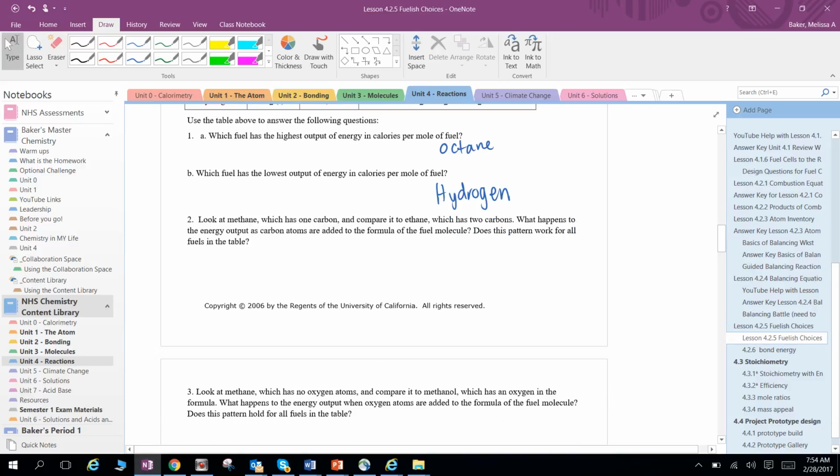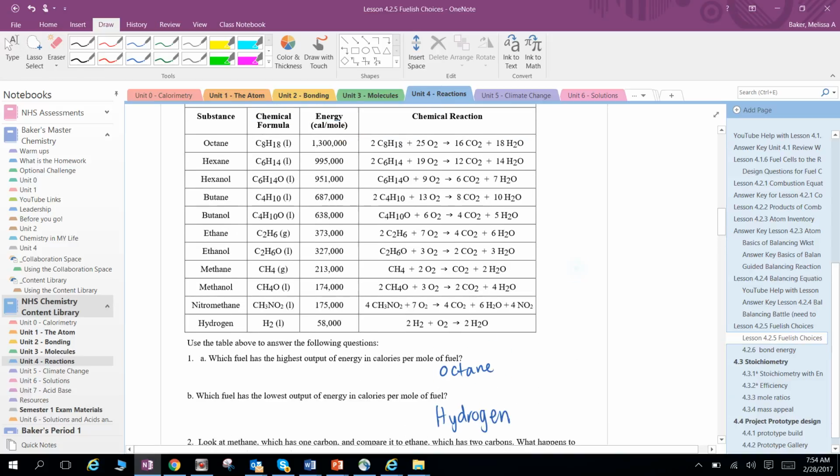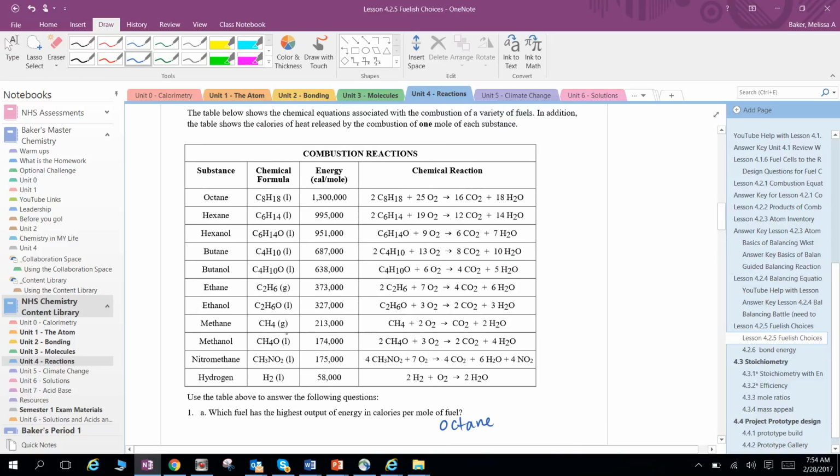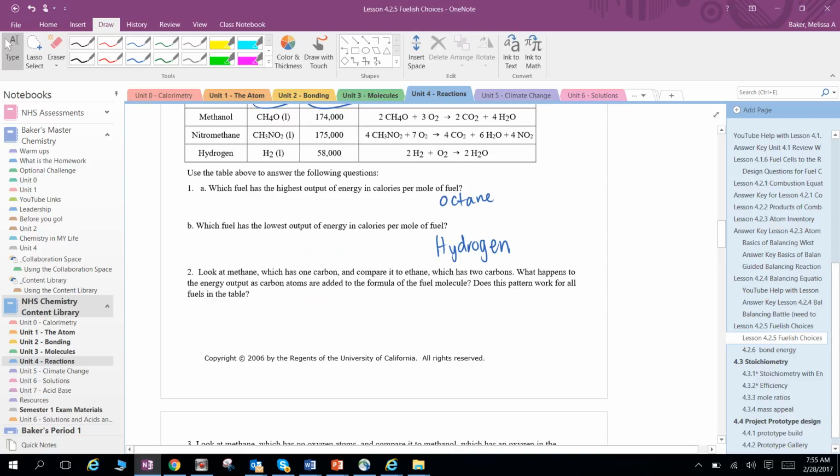Number 2 says, look at methane, which has 1 carbon, and compare it to ethane. What happens to the energy output as carbon atoms are added? Does that pattern hold up? So methane, about 200,000. Ethane, almost 400,000. Butane, almost 700,000. Hexane, it keeps going up and up and up. So as the number of carbon atoms increases, so does the energy output.